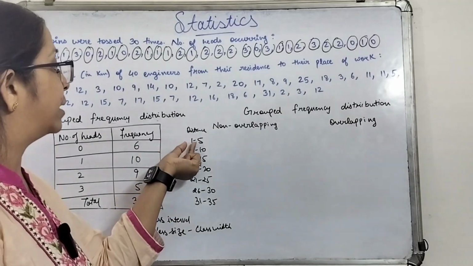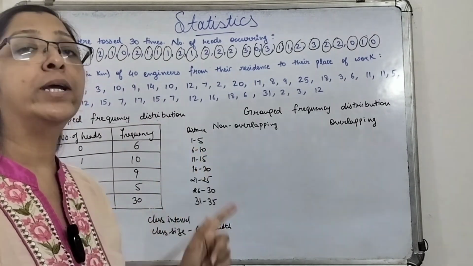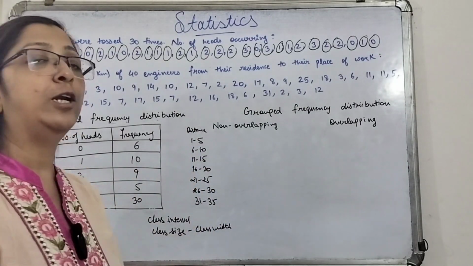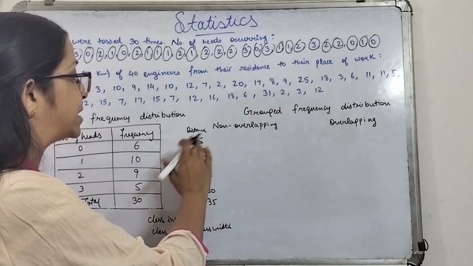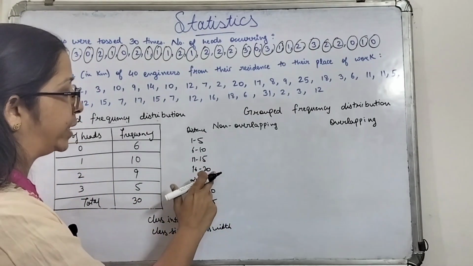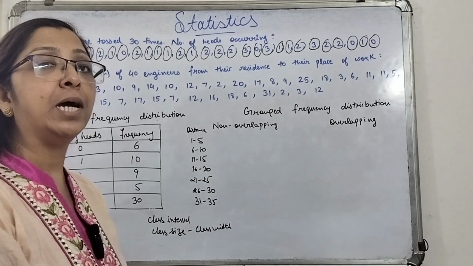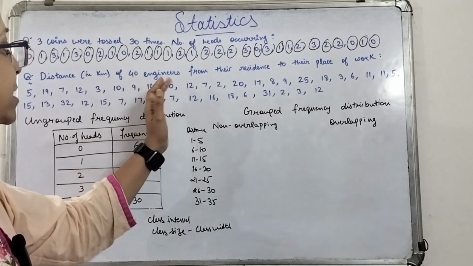Now the lower value of this class interval, this is your lower class limit. Over here for the class interval 1 to 5, 1 is your lower class limit and 5 is your upper class limit. Lower class limit and upper class limit. If we are going to consider the class interval 16 to 20, then 16 will be the lower class limit and 20 will be the upper class limit. So this is how we have made the groups of these distances.